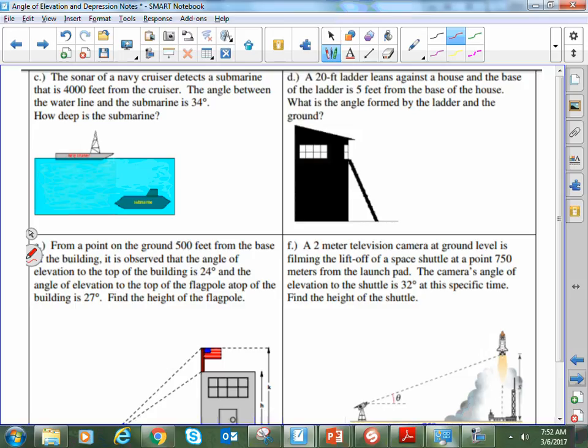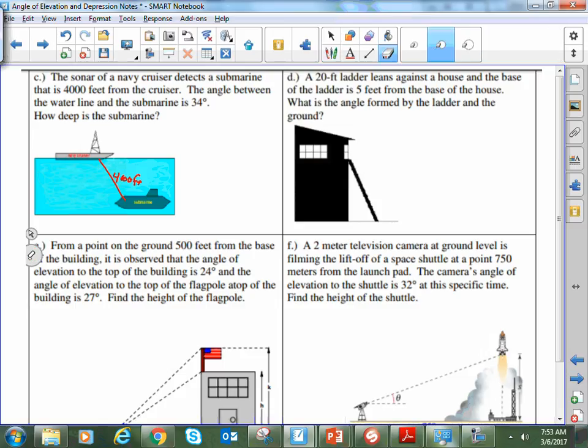All right. So if you hit play, or if you went ahead and worked these out, or if you're just kind of waiting for me to work them out and follow along with me, either way is fine with me. So let's look at example C. The sonar of a Navy cruiser detects a submarine that is 4,000 feet from the cruiser. So from the cruiser to the submarine, that's 4,000 feet. And then it says the angle between the waterline and the submarine is 34 degrees.